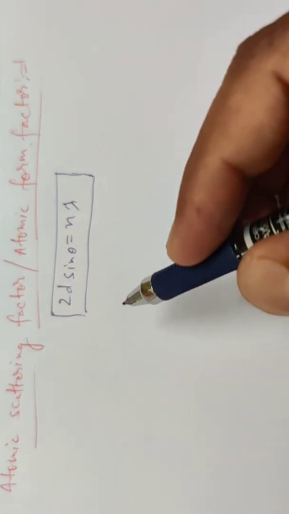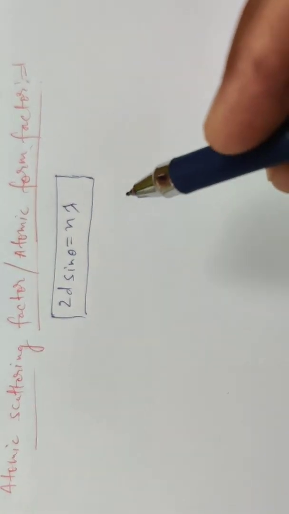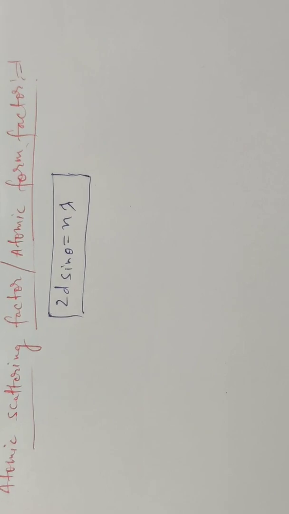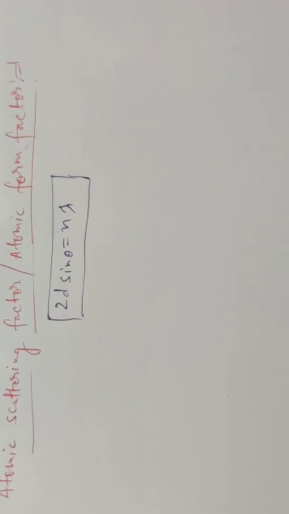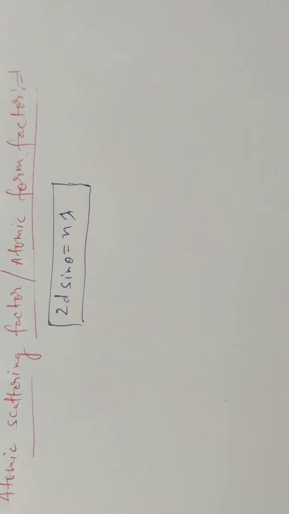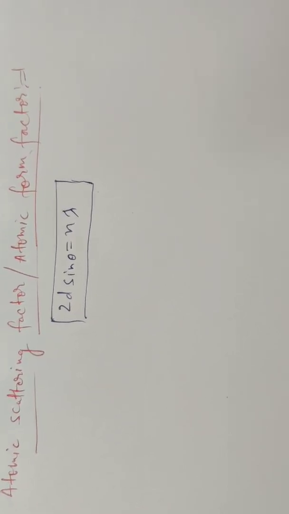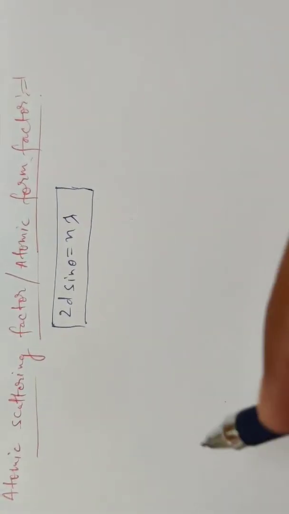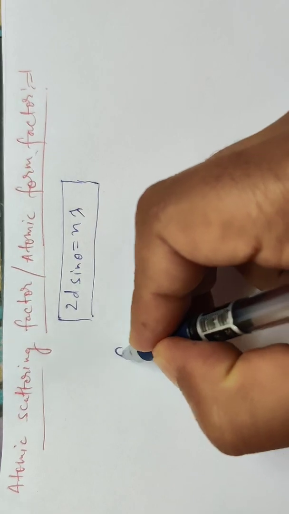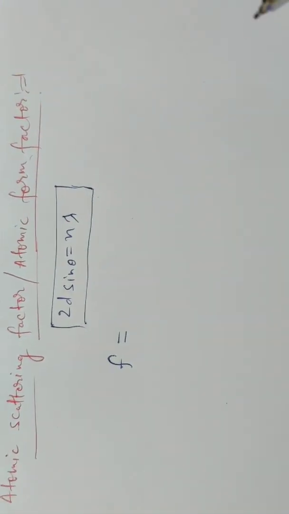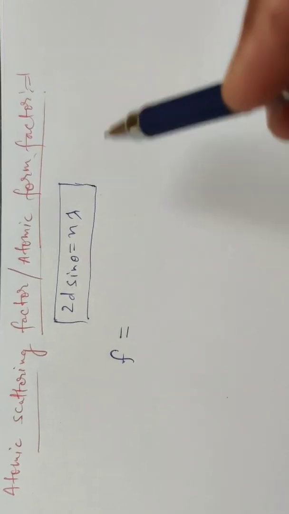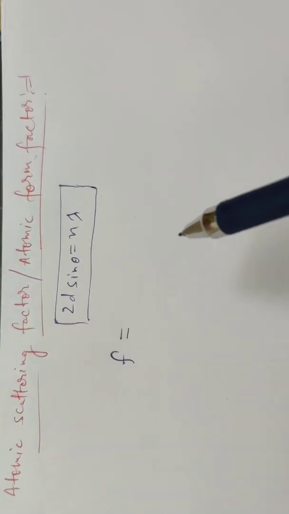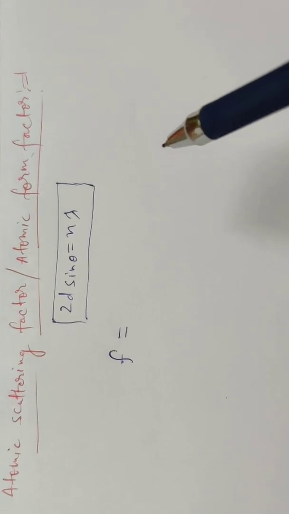I have told you that crystal structure is equal to lattice point plus basis. Basis means how many atoms or groups of atoms are grouped in a particular unit cell. Therefore, in case of grouping of atoms, the atomic scattering factor comes into the picture. This atomic scattering factor is defined as the amplitude of radiation scattered from an atom to the amplitude of radiation scattered from a point electron.